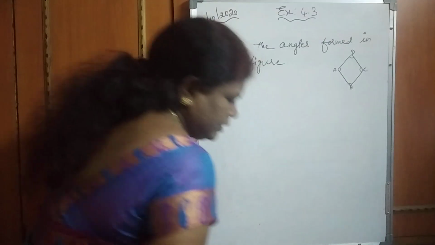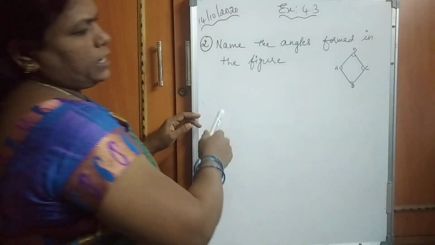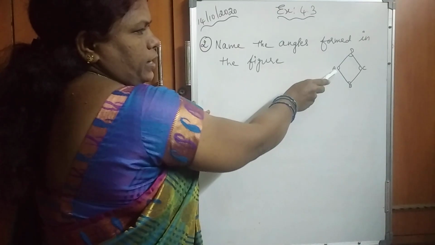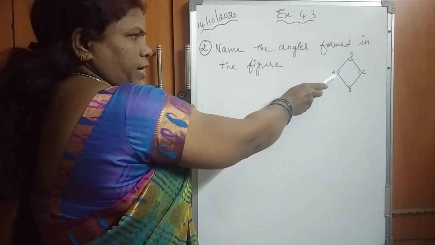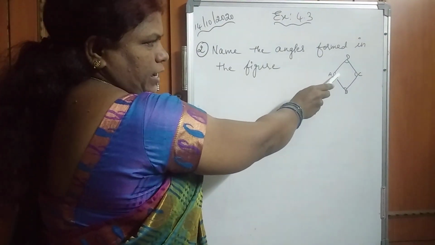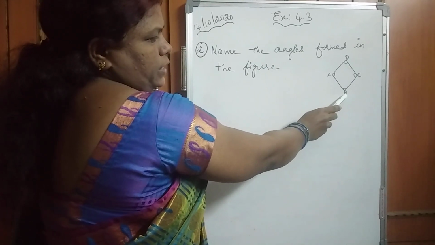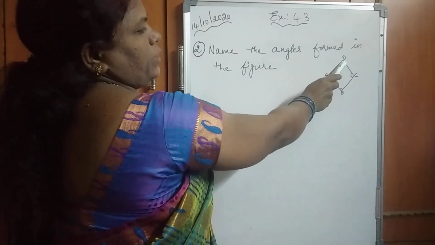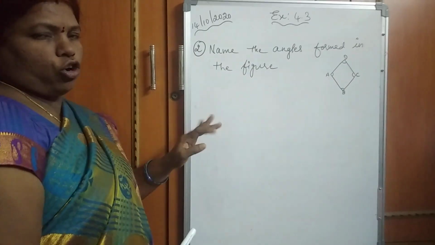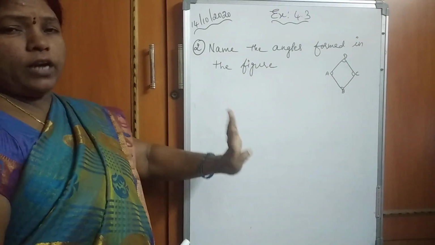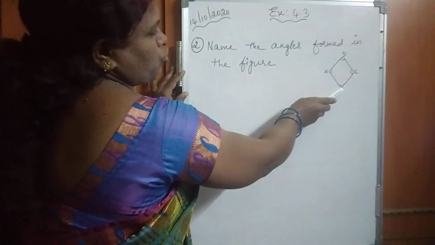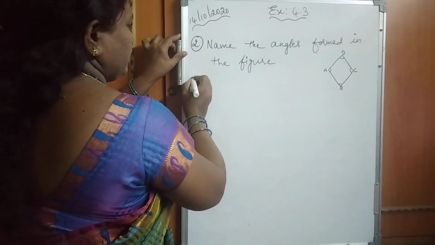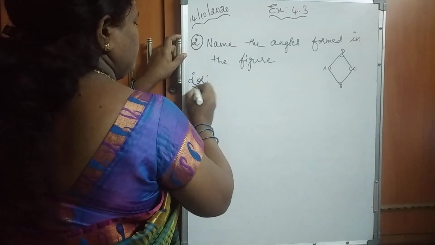Now you have to write the angles formed in the figure. What are the angles formed here, children? Near vertex A one angle is formed, near vertex B one angle is formed, at vertex C one angle is formed, at D one angle is formed. So how many angles are formed? Here four angles are formed: 1, 2, 3, 4. So these are the four angles formed in the given figure.